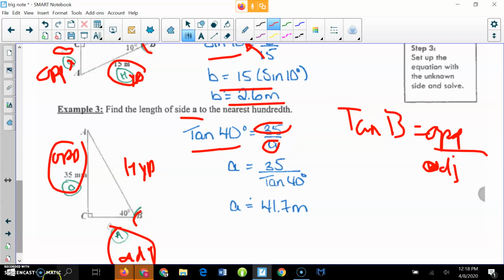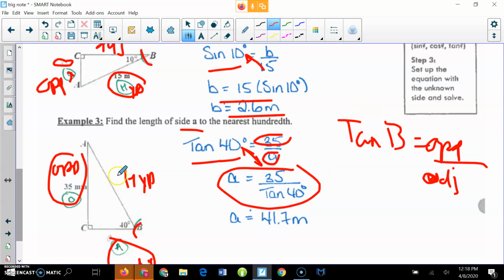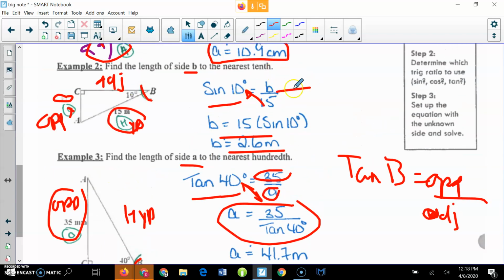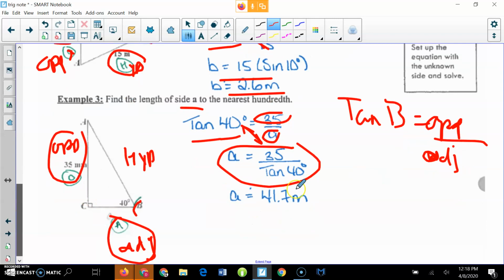Now, this one's a little different. You might have noticed that the A is on the bottom, so the unknown's on the bottom. This takes a little more work, I guess. I'm not sure if it's more work, but it's different. What you're going to do is swap these out. You cross multiply, take the A and move it up top, take the tan 40 and move it down on the bottom. So you go A equals 35 over tan 40. The difference between this question and the last is where the unknown is. If the unknown's on the top, you end up multiplying. If the unknown's on the bottom, you end up dividing. Then throw that in a calculator.